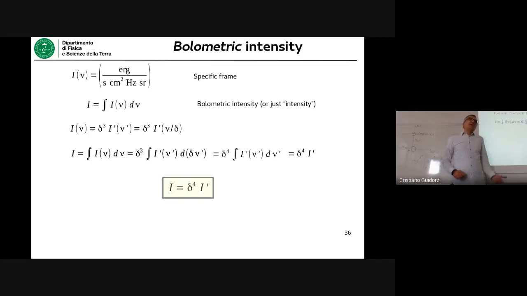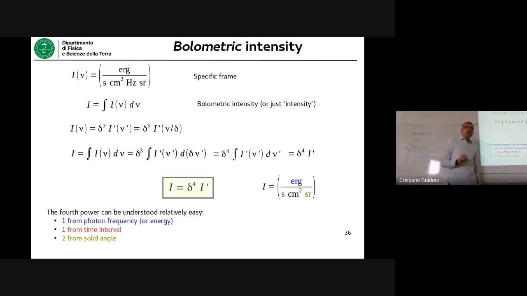Bolometric because you integrated along the frequency, so you gained an extra factor of delta. Again, this is very useful, and it's worth stressing the units of measure of this quantity. Given that we integrated in frequency, look at the units of measure of the specific intensity. The only thing that disappeared is the per unit hertz. We have no more hertz. So it's energy per unit time, per unit area, per unit steradian, per unit solid angle.